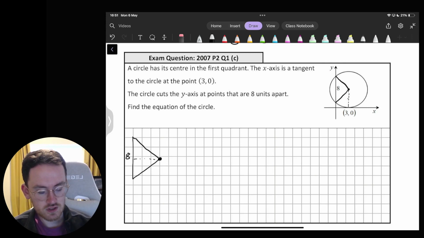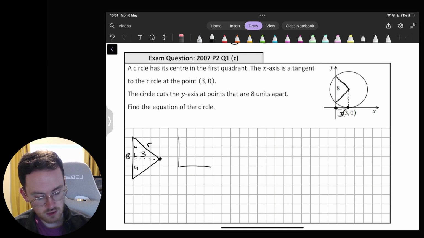But I have 8 units across on that axis intercept there. I know that my x coordinate here is 3, which means that I've gone a distance along the x-axis of 3, which will match up with this part here. And I know that this is my radius. Now I'm using the fact that the line perpendicular from the radius to another perpendicular line will bisect the chord of the circle. So that actually means that each of these parts here has a length of 4.